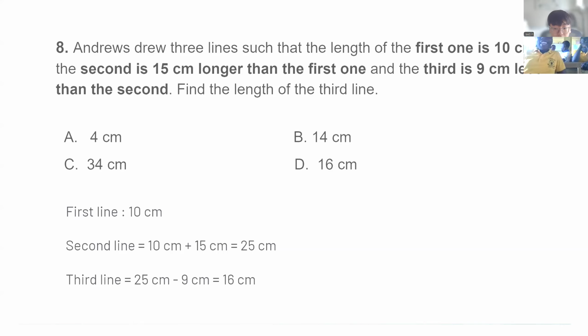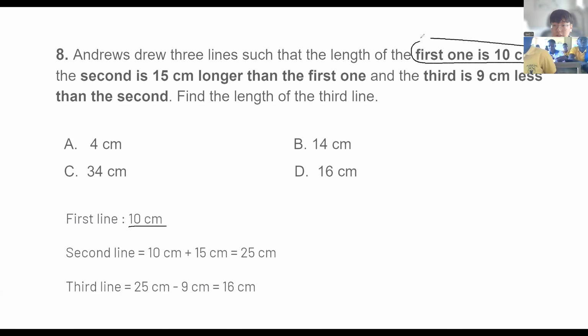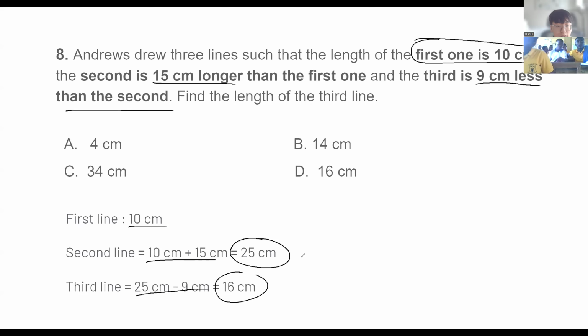Yes, that's right. The answer is D because this is addition and subtraction, right? First one is just 10. It's given. Second one is 15 centimeters longer, so 10 plus 15 is 25. That's our second line. But our third line is 9 centimeters less than the second, so 25 minus 9, which is 16. That's why the answer is D.